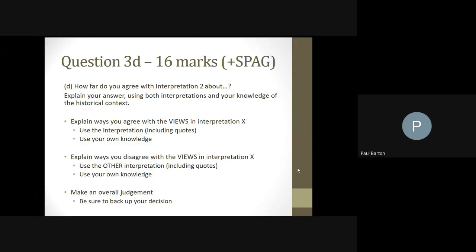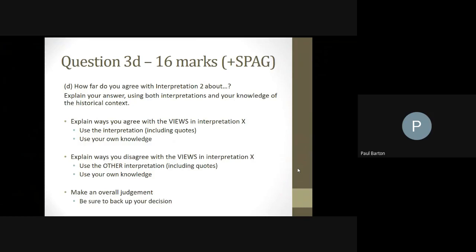So you start off, it's not marked on the screen here, with an introduction. You always have an introduction for these 16-mark questions. I think the very first thing you need to do here, a really useful thing for you and for the examiner, is to actually make it clear what the view is in interpretation 2. If you're asked how far do you agree with interpretation 2, what is it you're agreeing with or disagreeing with? What is the view in interpretation 2? That should be nice and straightforward, because you'd have written that down for question 3B.